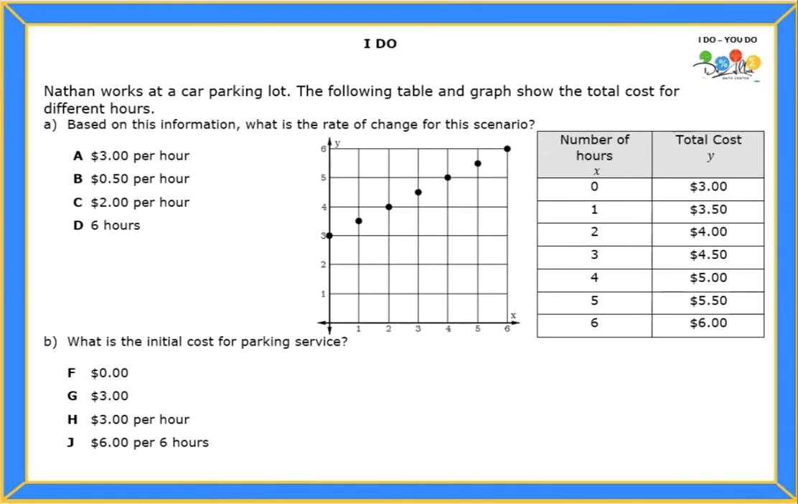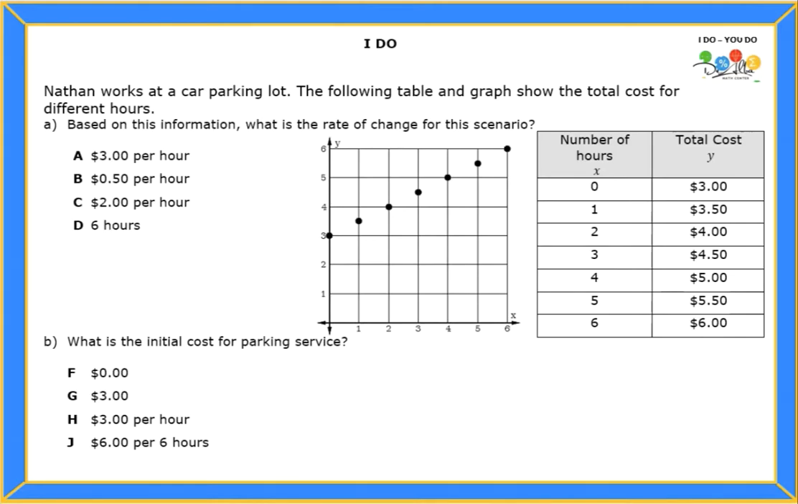Hello students, so let's do the problem. It says, Nathan works at a car parking lot. The following table and graph shows the total cost for different hours. Based on this information, what is the rate of change for this scenario? And the second question is, what is the initial cost for parking service?